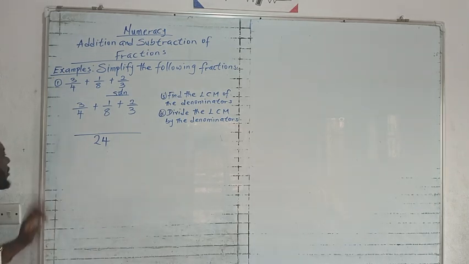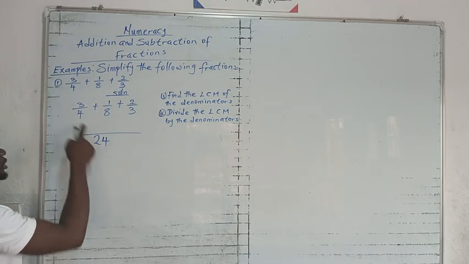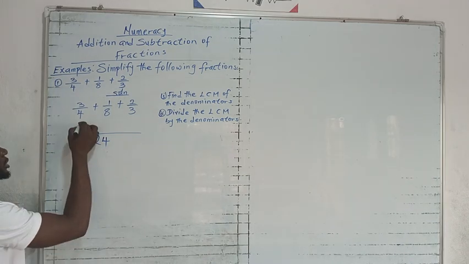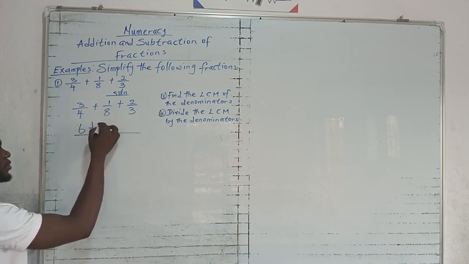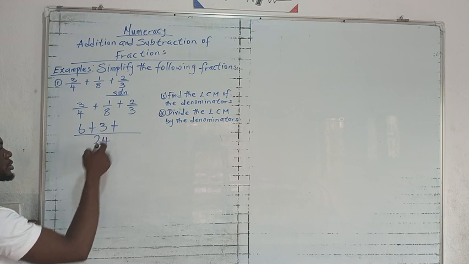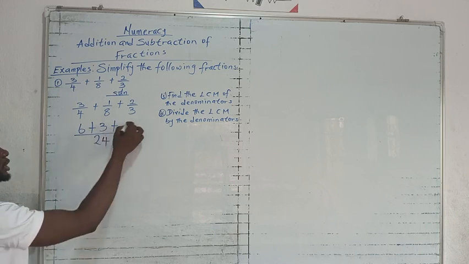Alright? So having said that, let's go. 4 divides 24, 6. 6 plus 8 divides 24, 3. 3 plus 3 divides 24, 8.